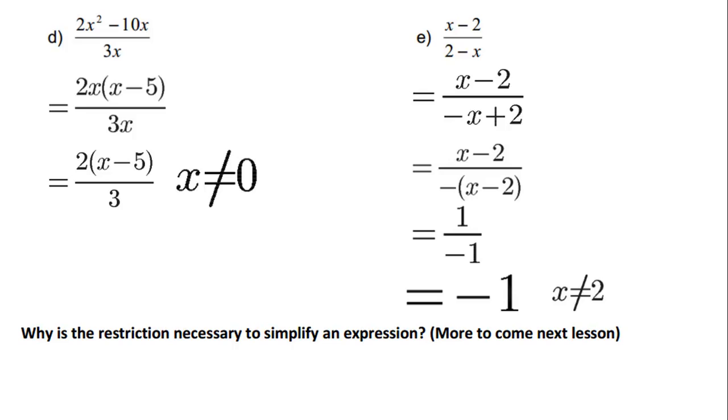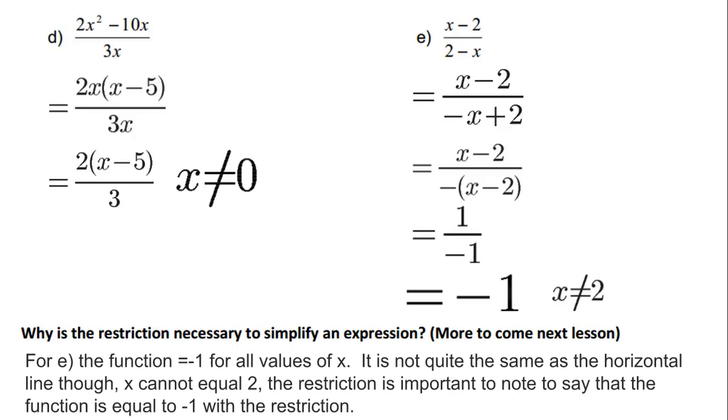So we ask ourselves again, just to review, and I've already mentioned this, why is restriction necessary to simplify an expression? We'll talk about this more in the next lesson. We just look at, for example, the function equals negative 1 for all values of x. So at any value of x you plug in, you actually get negative 1. It's not quite the same as the horizontal line, though, because the horizontal line just goes forever through y equals negative 1.